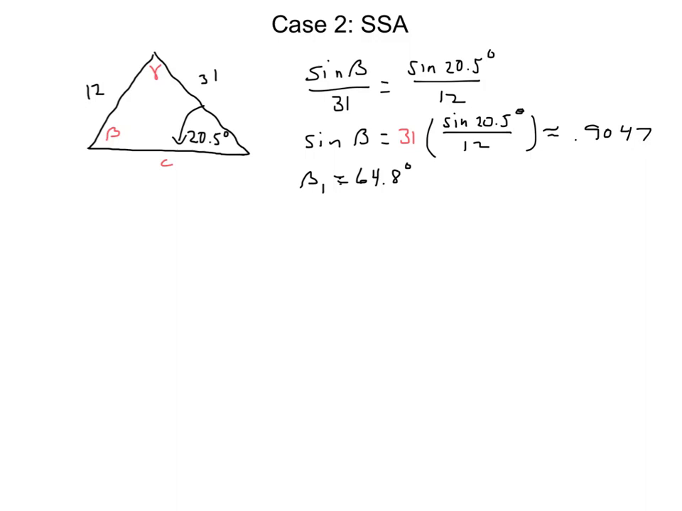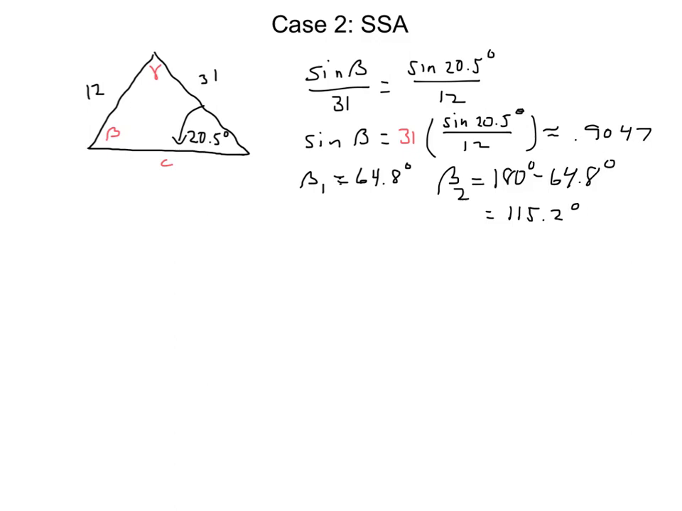The way I find that second solution, the second answer for beta, I'll call it beta 2, is that I take 180 degrees minus the answer I got, so minus the 64.8 degrees. That will give me my second possible value for beta, which in this case comes out to be equal to 115.2 degrees.